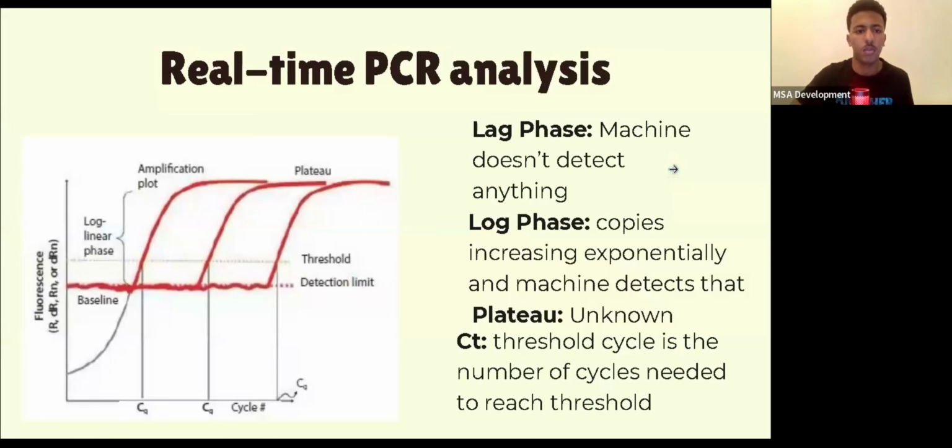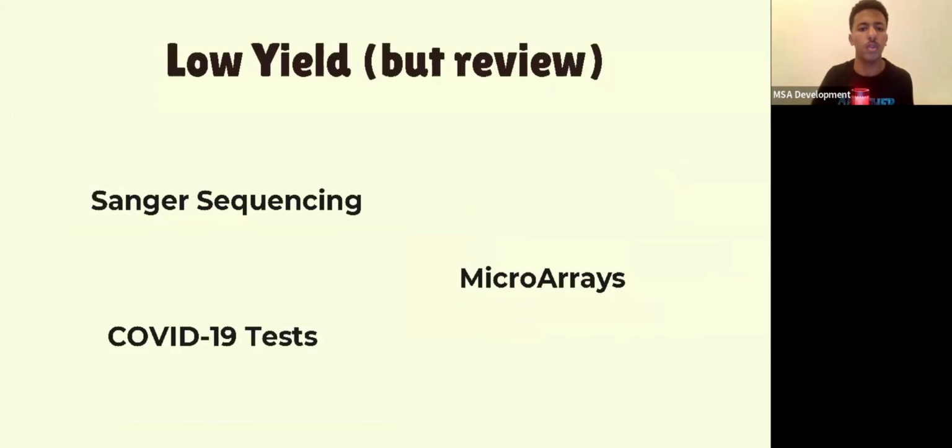Okay, let's move on to a few low yield concepts. They're low yield, I'm not going to mention them, but if you have time, review them. The first one is Sanger sequencing. You got questioned a lot in the midterm. I doubt you're going to get some questions in the final. Then microarrays, they're not part of your curriculum anymore. They shouldn't be reviewed actually.